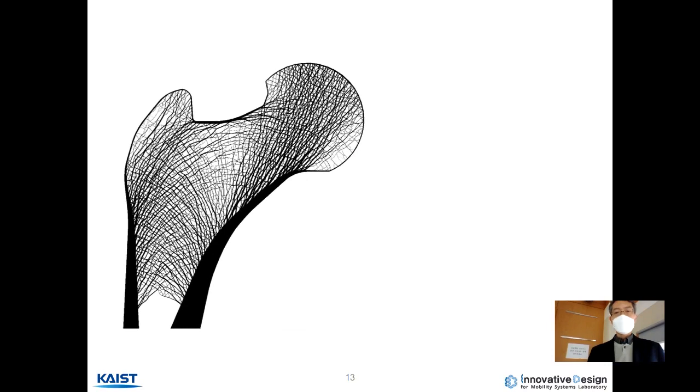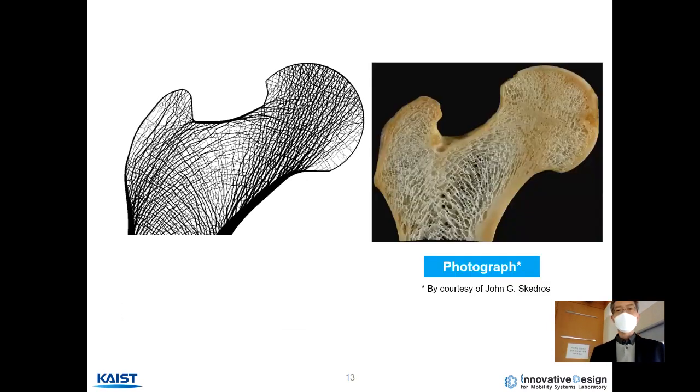Then I compare this numerical result with the actual patterns. I got a photograph image of the cross-section of the proximal femur. We can find a very strong analogy between the two.